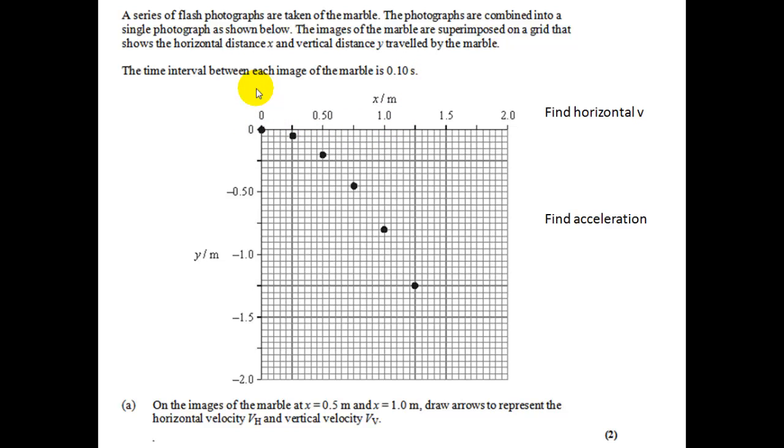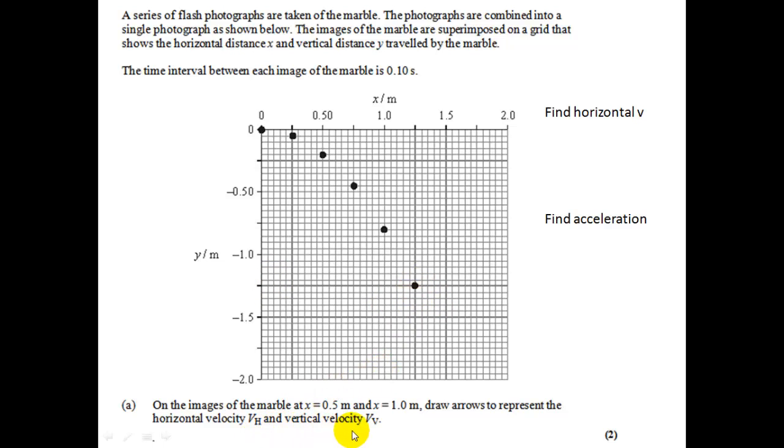Okay, now you know the horizontal velocity, you can find out the acceleration. Find a point here, find out how much time has passed, find out the distance that's travelled, and work backwards using the equations of motion to find out what a is. What you have is the distance travelled vertically, you have the time, and the initial velocity vertically, which is zero, so you need to find out what a is.